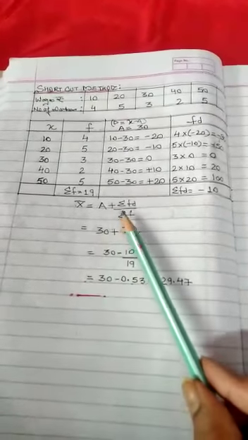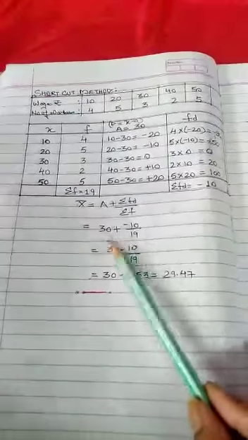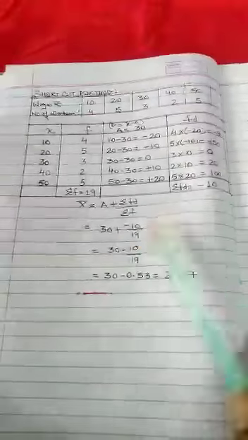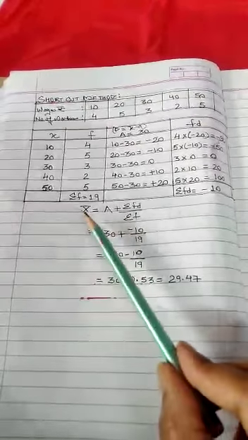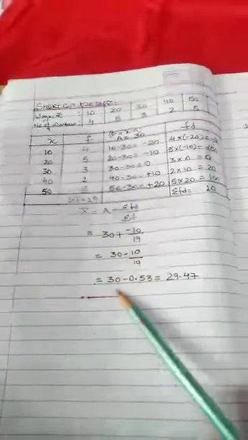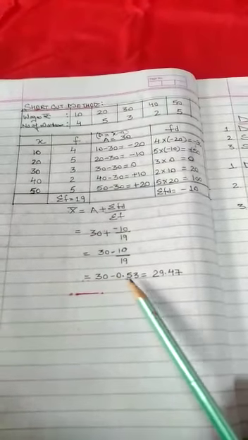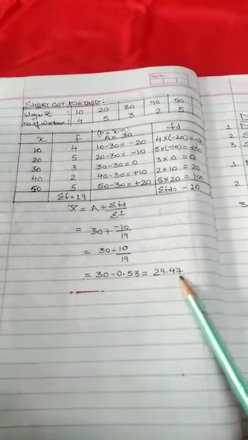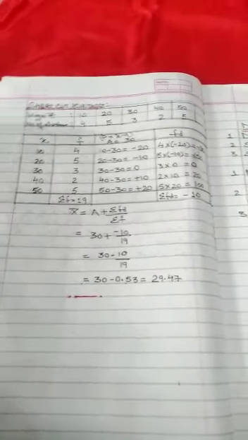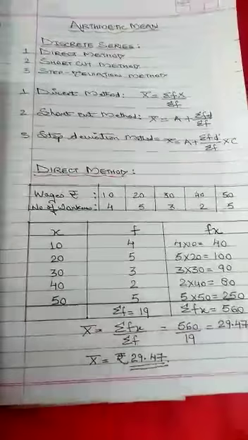Now you can put these figures into the formula, A plus sigma FD upon sigma F. Your A is what? We assumed 30. So 30 plus sigma FD, which is minus 10, upon 19, because 19 is sigma F. So that comes to 30 minus 10 upon 19. And when you calculate it, you will find that 30 minus 0.53 comes to 29.47. So children, see, this is the same mean which we got when we calculated by the direct method.